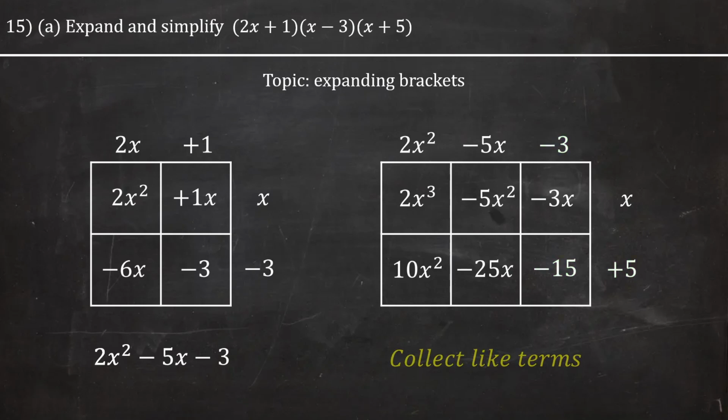Then we collect like terms. If you did it properly, it should be easier to collect them inside the table. So x cubed, we only have 2, so 2x cubed. X squared, I have those two terms, 10 and minus 5. 10 minus 5 is plus 5, so plus 5x squared. X's, I have minus 3 and minus 25, so that is minus 28x. And then finally, minus 15 is the only constant. So final answer, 2x cubed plus 5x squared minus 28x minus 15.